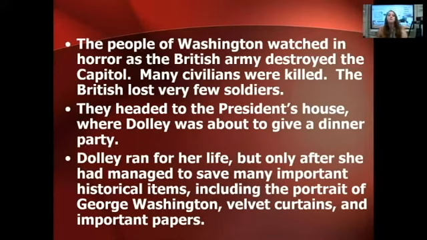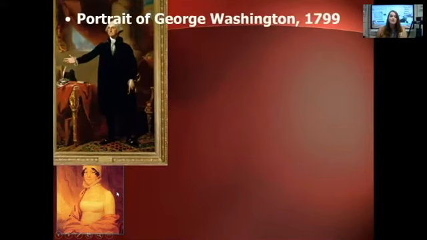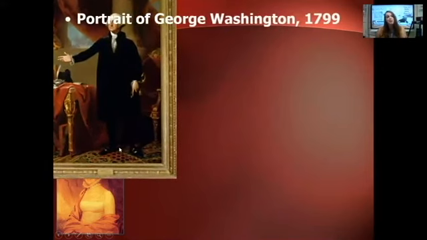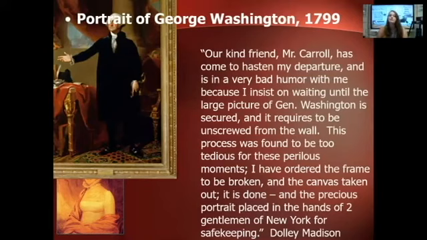But Dolly did run for her life, of course, but only after she heroically managed to save many important historical items from the president's home, including a large portrait of George Washington, some velvet curtains, and some extremely important papers. Now, that's a picture of Dolly Madison down there at the bottom, and this is the painting that was painted in 1799 of our first president, George Washington. This is a letter that she wrote depicting that evening and what had happened. So I'm going to read this to you real quick.